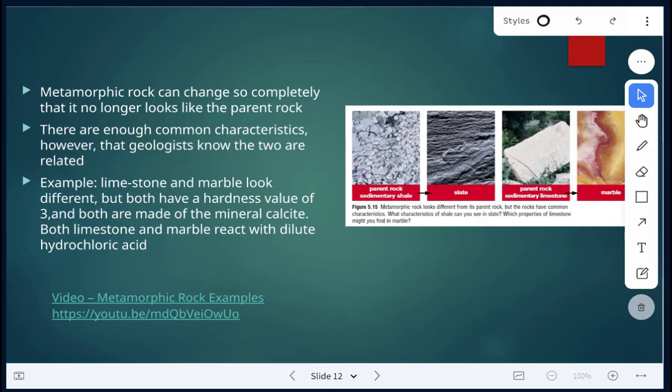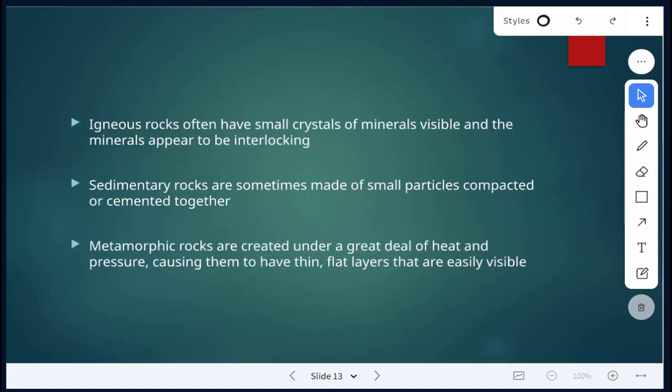Here we can see how metamorphic rocks look different from the parent rock. Here we have sedimentary shale, that's the parent rock, and then under heat and pressure it's changed to slate. But again, they do have common characteristics. This is the parent rock, sedimentary limestone, and it has then changed to marble. So I'll pause here and put on this video.